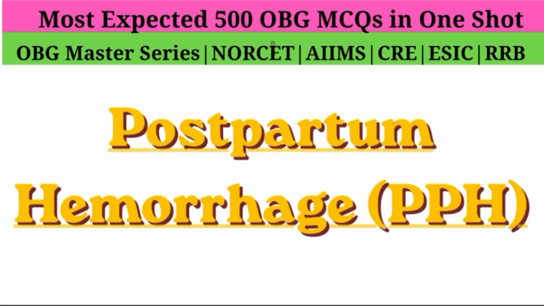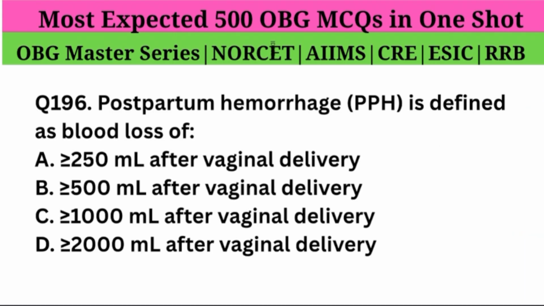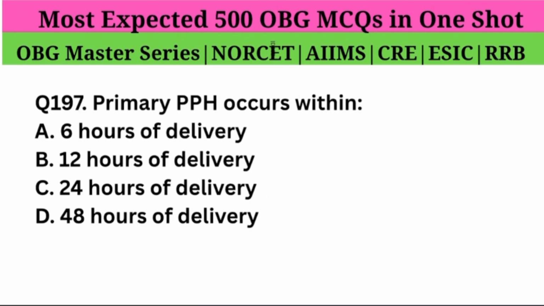Next topic is PPH, postpartum hemorrhage. Postpartum hemorrhage or PPH is defined as blood loss of. Your correct option is option B, more than or equal to 500 ml after vaginal delivery. Next question. Primary PPH occurs within. Your correct option is option C, 24 hours of delivery.